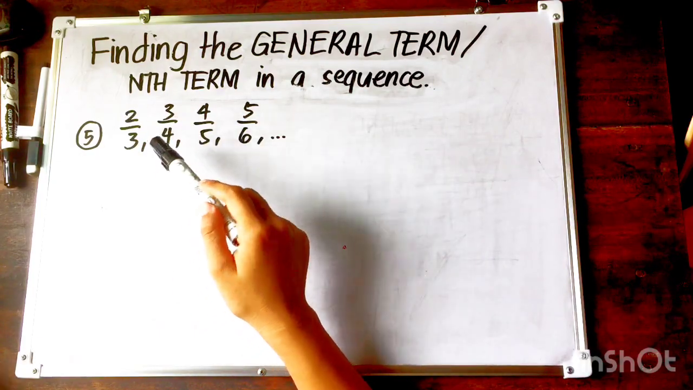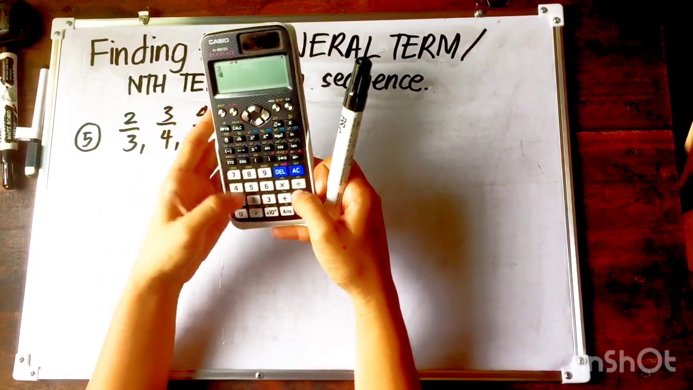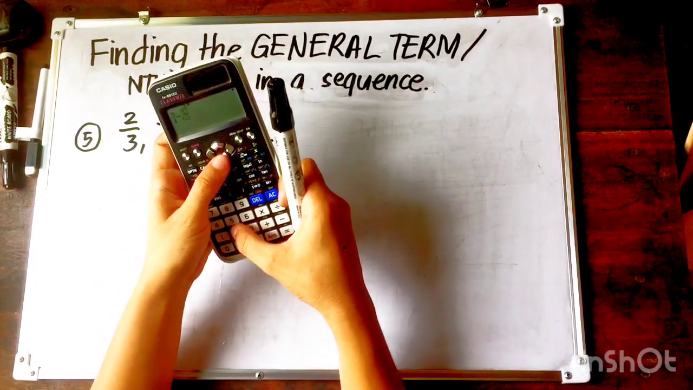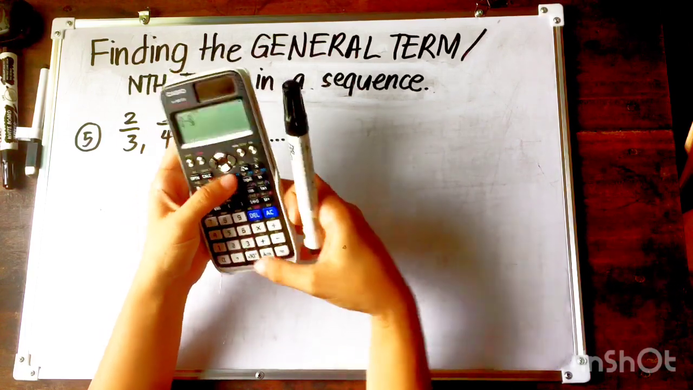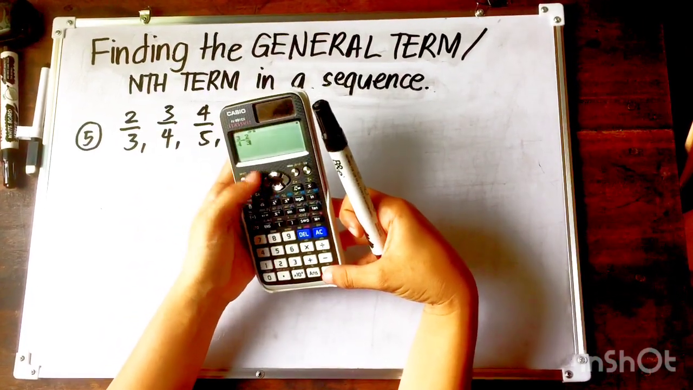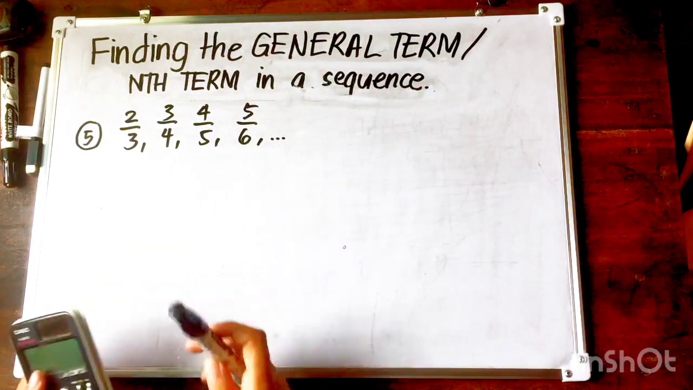Let's use your calculator so we're faster. So, 3/4, you just subtract, let's try to find if there is a constant difference. So, 3/4 minus 2/3. So, that is 1 over 12.